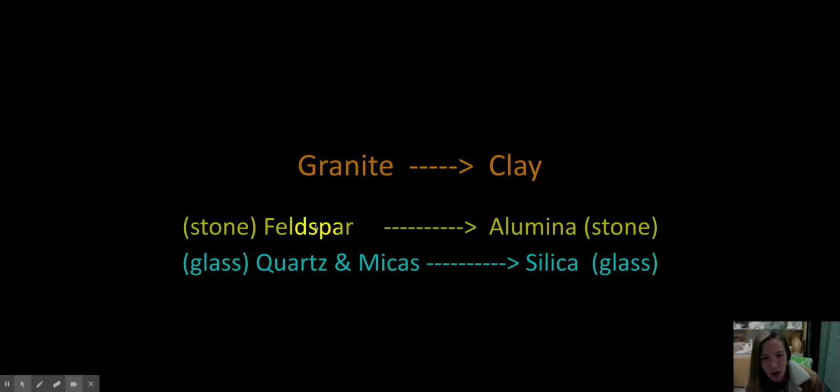So that feldspar, the woody part of the rock that I was telling you has the less shiny color, is mainly made of alumina. It's kind of like the stony part of clay. And then the quartz and the micas, those glassy elements in granite, are ultimately the silica, or the glass former in clay. So in their basic parts, they are the same, but they are different.